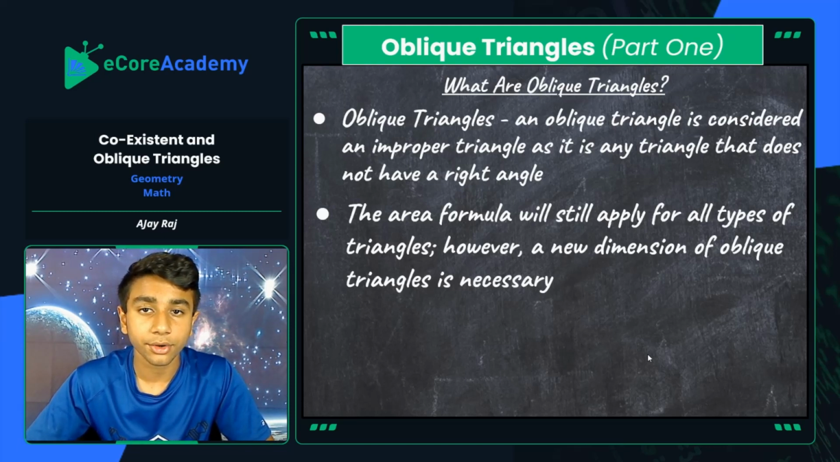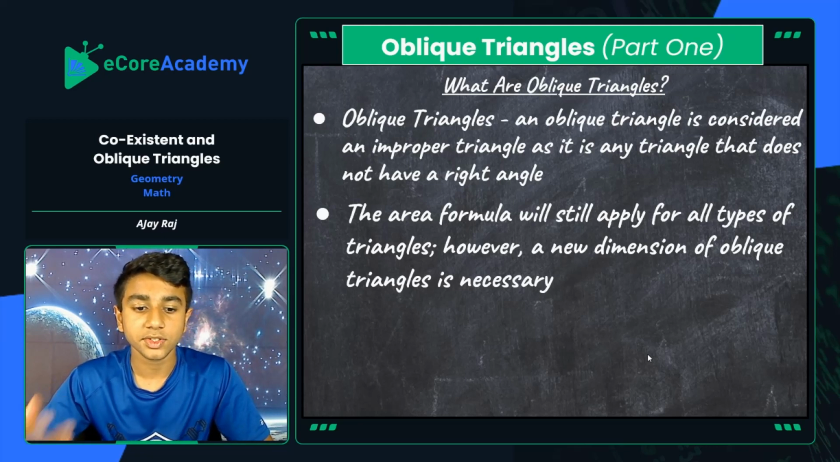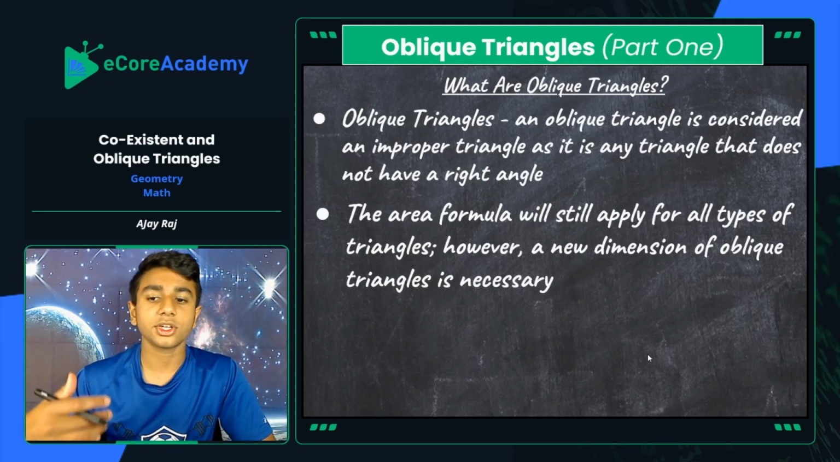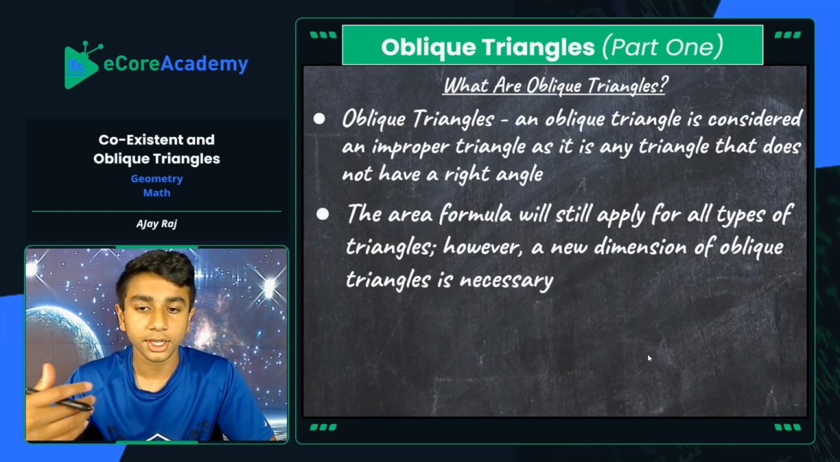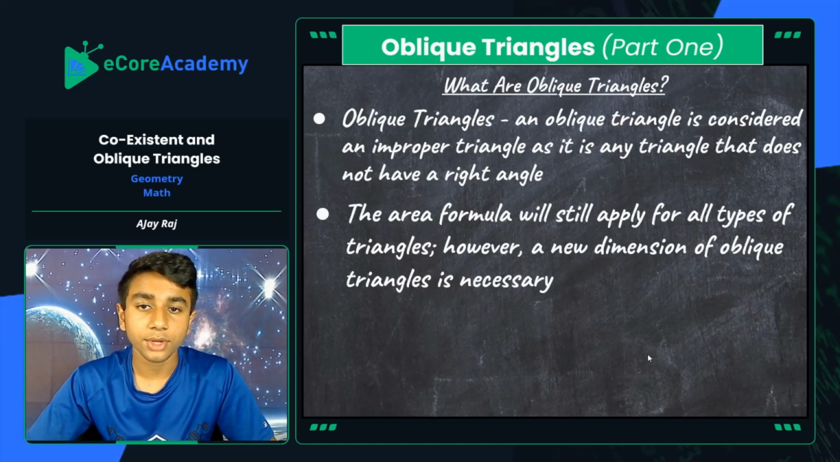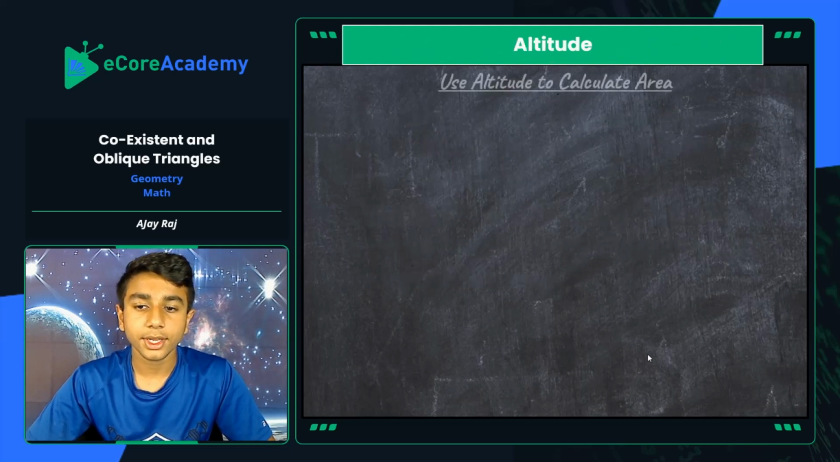You can calculate it on your own, but at this time, since we haven't gotten to those higher complex trigonometric functions, we're just going to look at problems that already give us the height of oblique triangles. And like I said, oblique triangles do not have a side length which is their height. But the area formula will apply to all types of triangles. So let's look at altitude.